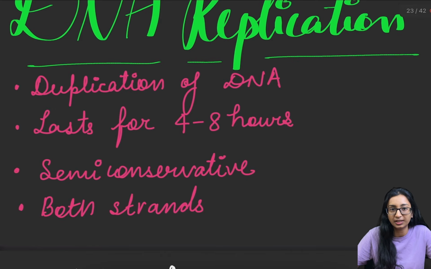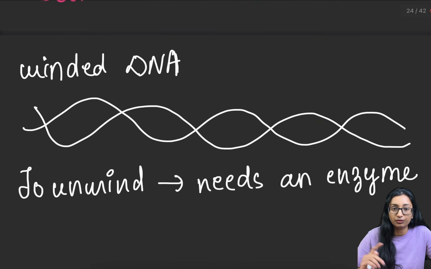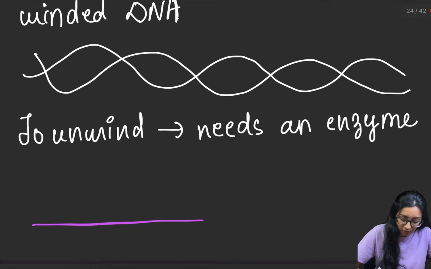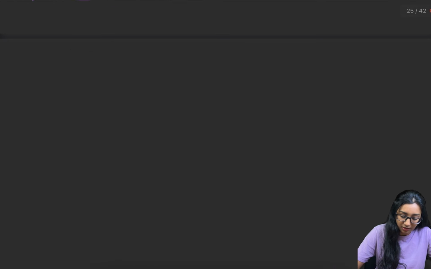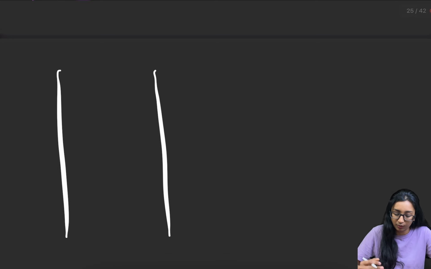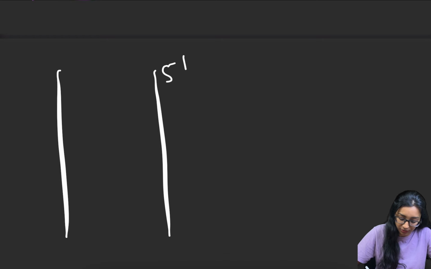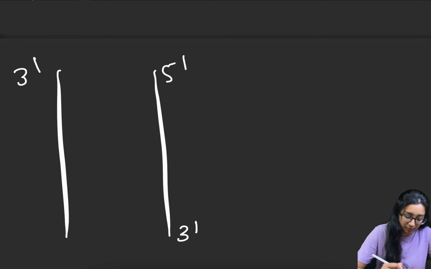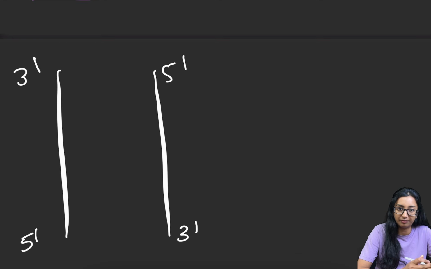The DNA replication is semi-conservative, which we will understand in a while. And both the strands will be replicated, not one of them like in transcription. So first of all, the DNA is wound, that is, helical in structure. To unwind them, we need an enzyme, and the enzyme is called DNA helicase. Now, after this, we need to understand the direction of the DNA, which is 5' to 3'. On the right side, I have made 5' to 3', and on the left side, that will be 3' to 5'. It will not be 5' together or 3' together.